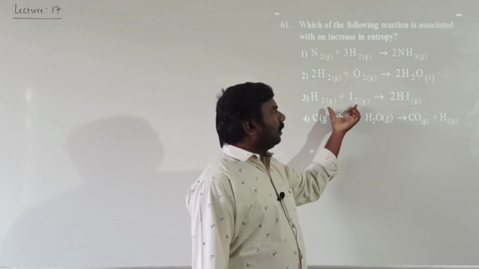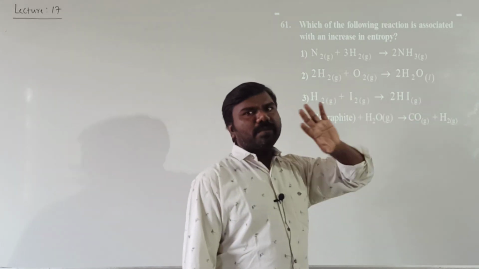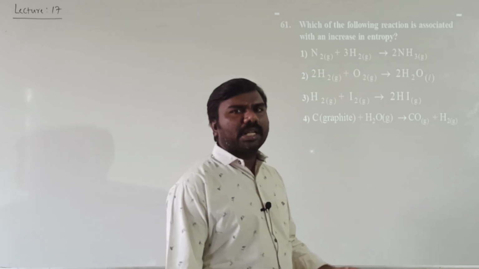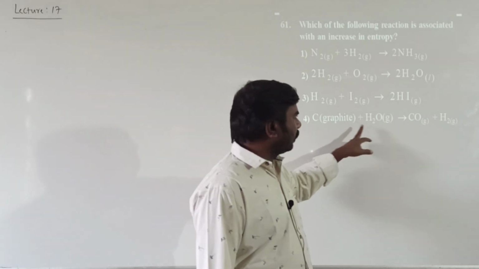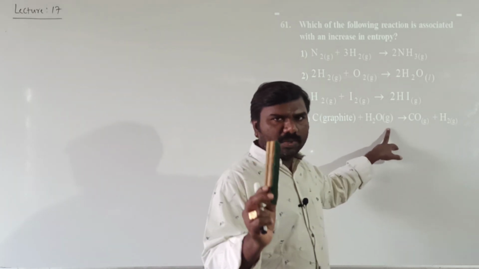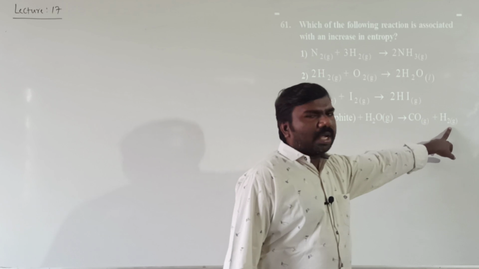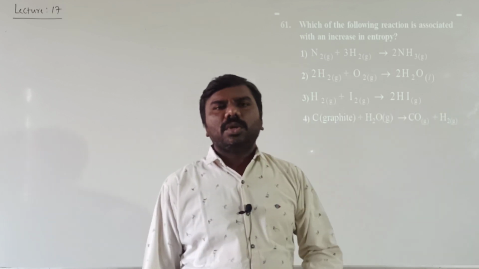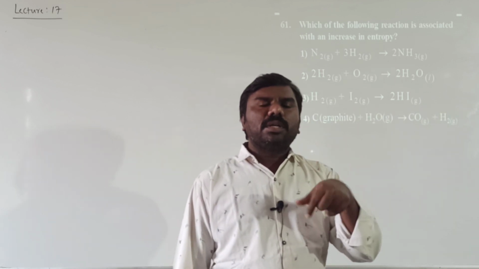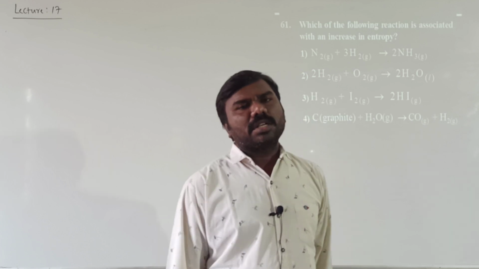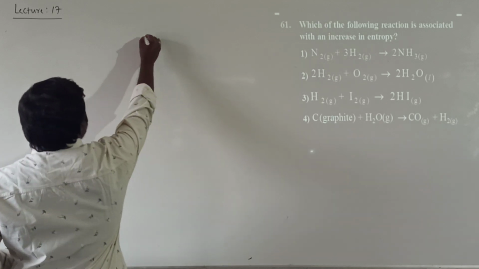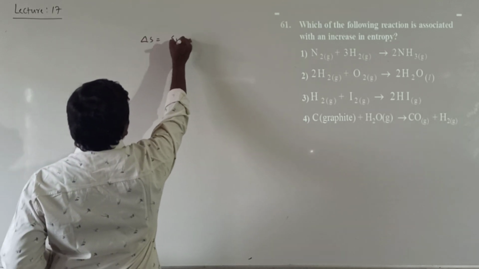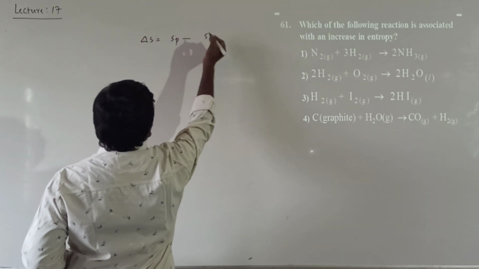So, 2 gaseous molecules converted into 2 means no change in the disorder, delta S is 0. Next, graphite, solid, plus H2O gas, 1 gas H2O: 1 plus 1, totally 2 gas molecules. 1 gas molecule converted into 2 gas molecules, that's why disorder is more. Otherwise, you can take delta S equal to S products minus reactants.